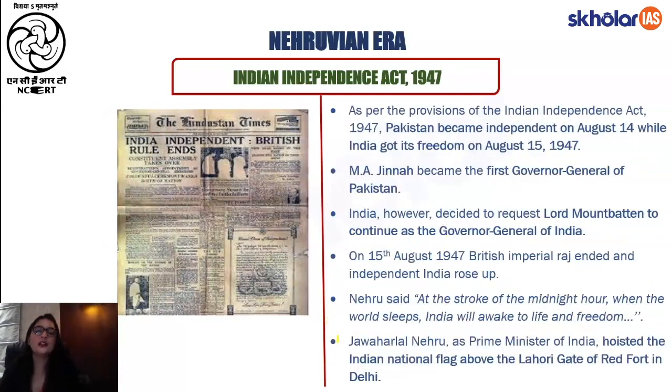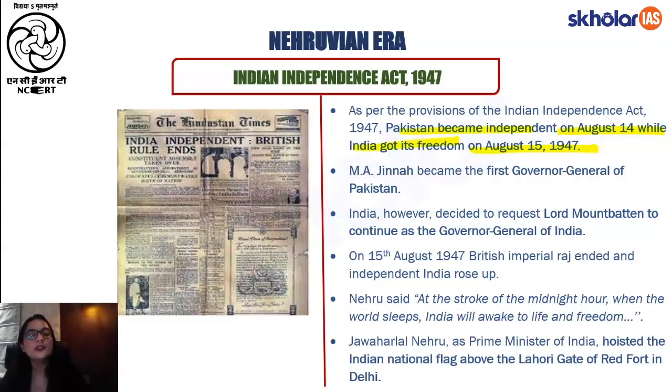Apart from this, students, another important provision was that Pakistan became independent on August 14th, while India got its freedom on August 15th, 1947. Again, an important factual point wherein you must know that Pakistan got its independence one day prior to India. Now, as I've already told you, students, as a part of the provision of the Indian Independence Act 1947, it was given that both of the dominions will have one Governor General.